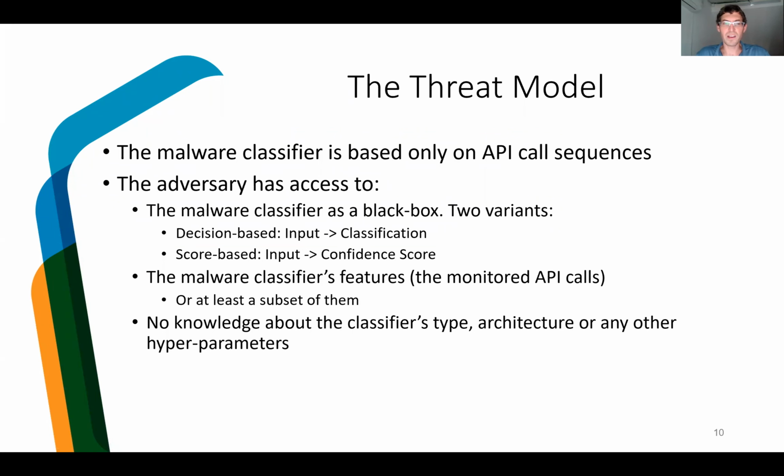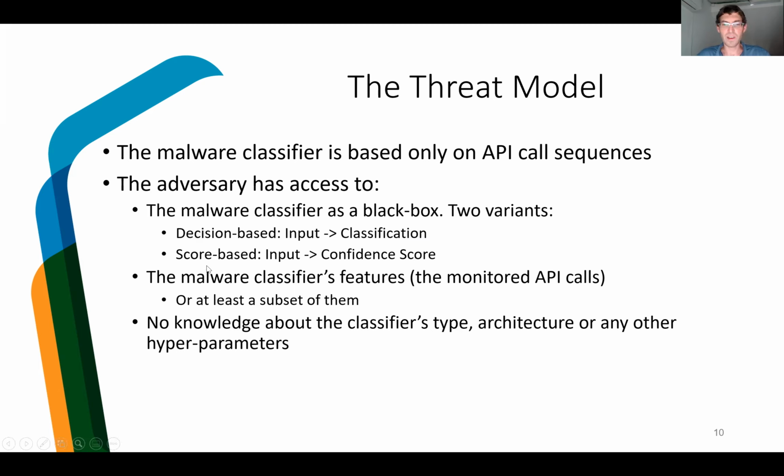The threat model we are using is as follows. The malware classifier is using only API call sequences as its feature. The adversary has access to the malware classifier as a black box. We have, again, two variants. One is the decision-based variant, meaning the attacker has access only to the classification, only to the label predicted by the classifier, or score-based, meaning the attacker has access to the confidence score of the classifier. Both such classifiers exist in VirusTotal and next-generation antiviruses.